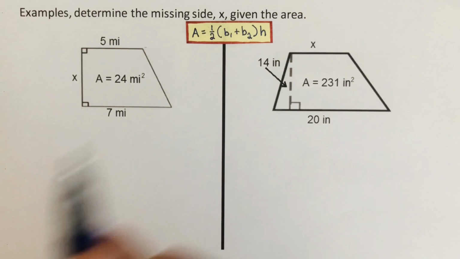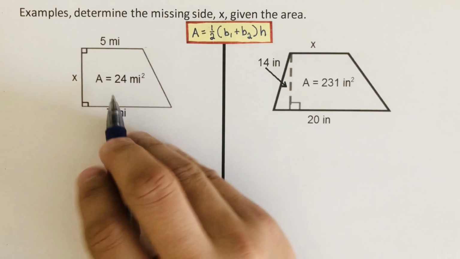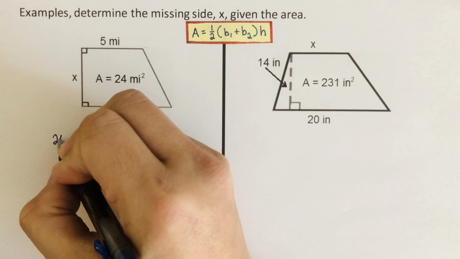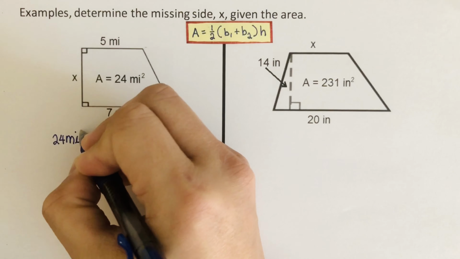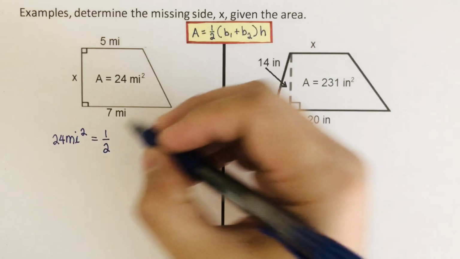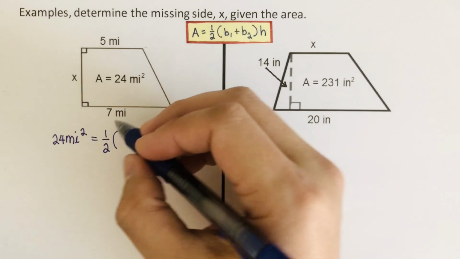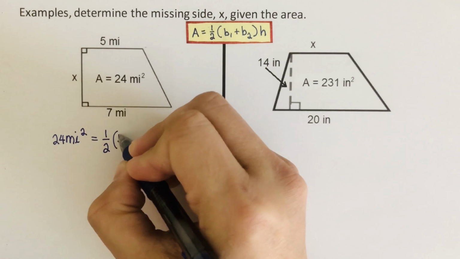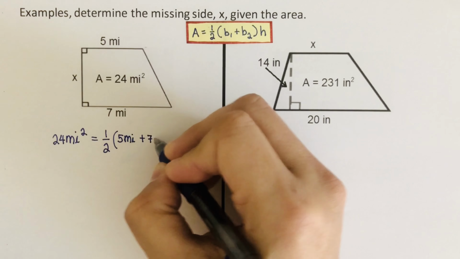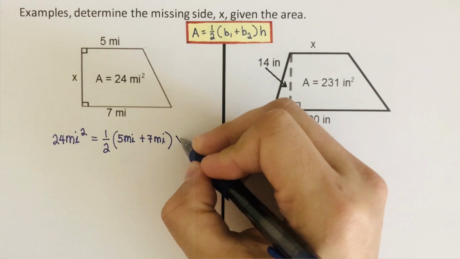So then we are going to plug in the values that we have here into the equation. So again, our area is 24 miles squared. So I'm going to write 24 miles squared. That's the area, is equal to 1/2 of the first base is 7 and the other base is 5. So I write 5 miles. It doesn't matter which one you write first. So that's 5 miles plus 7 miles multiplied by the height, which is x. I'm going to write x here.